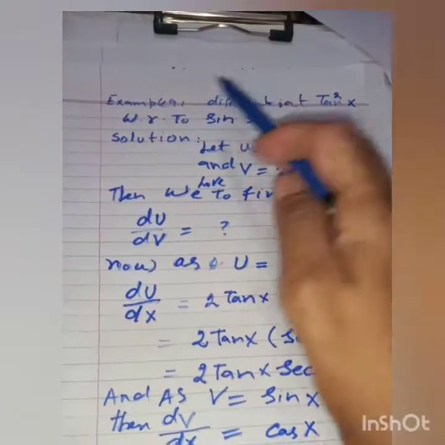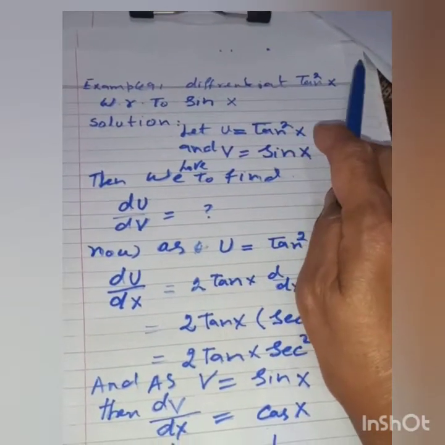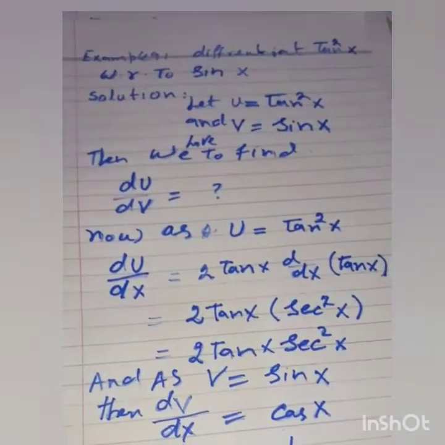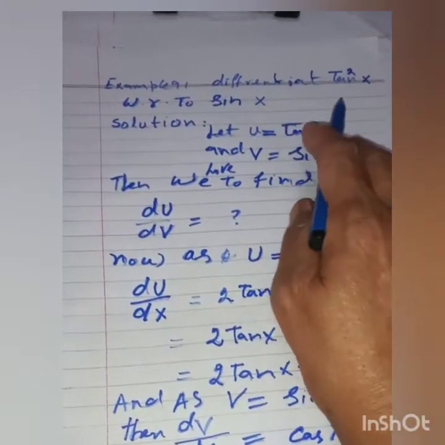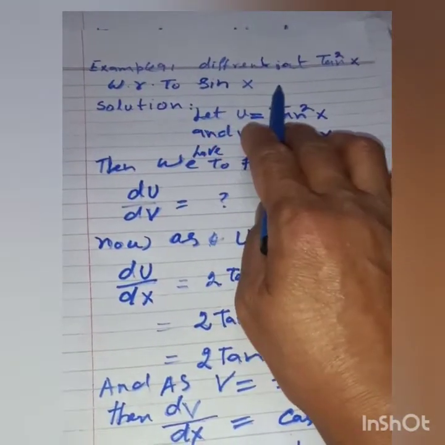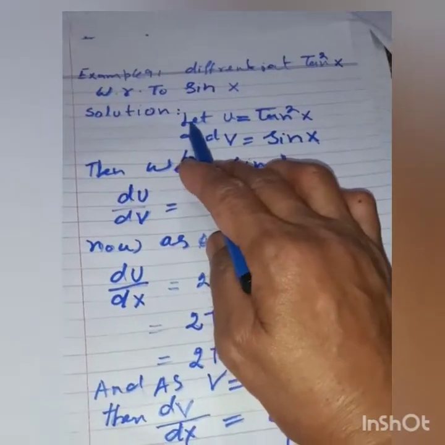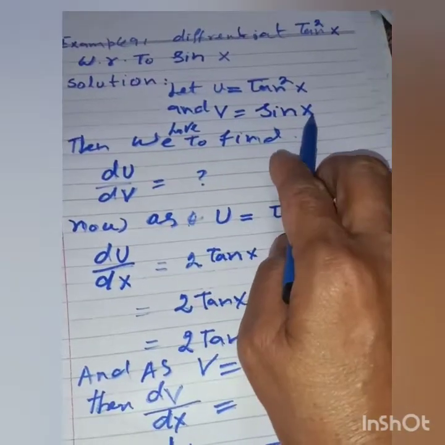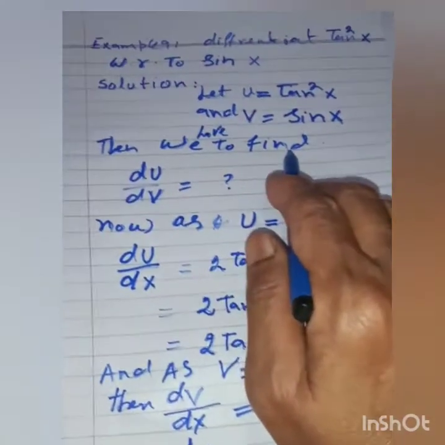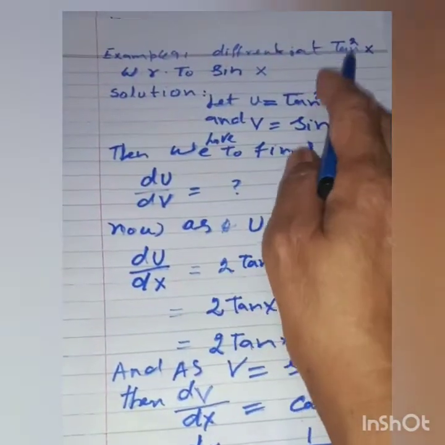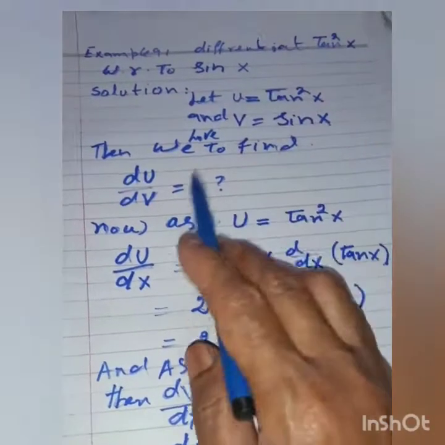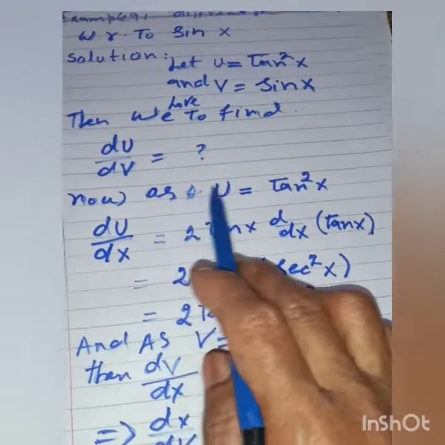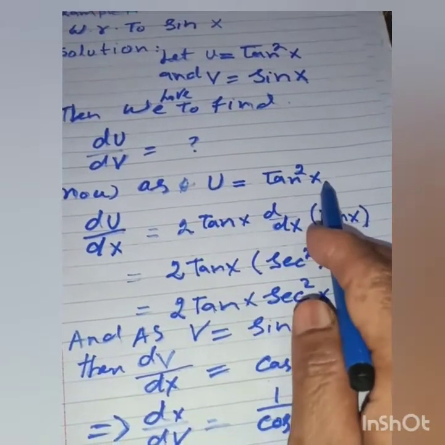Let's take another example. Differentiate the function tangent square x with respect to sine of x. Now we have two functions. One is tangent square x and second is sine of x. Let us take u is equal to tangent square x and v is equal to sine of x. Then we have to find du by dv.